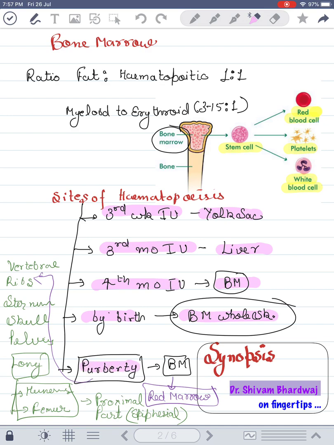And by puberty, we have only the flat bones, the red marrow of those bones, which are the vertebrae, ribs, sternum, skull, pelvis, and a few long bones like the humerus and femur, which will be forming the blood cells at the active end, that is the epiphyseal end.